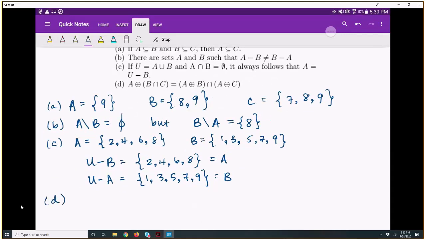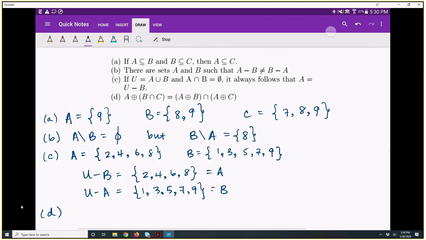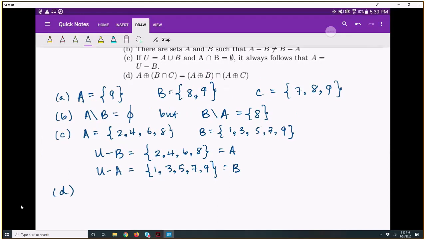What about A symmetric difference (B intersection C) equals (A symmetric difference B) intersected with (A symmetric difference C)? Let's look at the sets we had in part A. We had A is equal to {9}, B is {8, 9}, C is {7, 8, 9}. Then B intersection C is {8, 9}. And A symmetric difference with B intersection C then is taking everything in A, everything in B intersection C, and just removing the intersection. The intersection is the singleton {9}, so we get {8}.